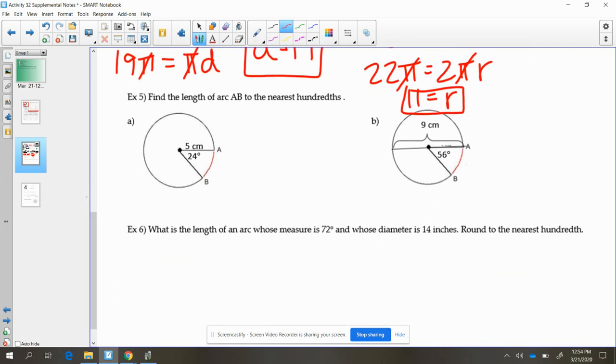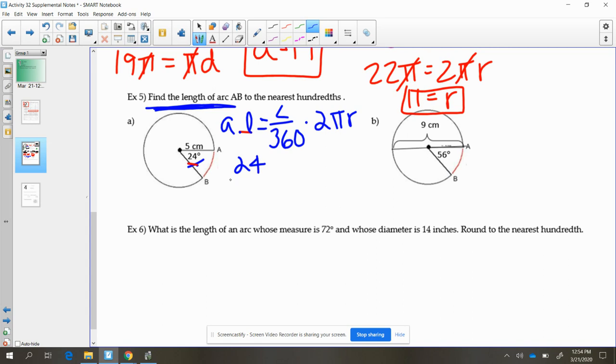Well, moving on from there, when we are looking for the length of an arc, that's where we're going to use that arc length formula, where we want angle measure divided by 360 times 2 pi r. So a fraction of the overall circumference. Now this time our angle measure is 24. So we're going to say 24 divided by 360 times 2 times pi times that radius they're giving us is going to give us our final answer.